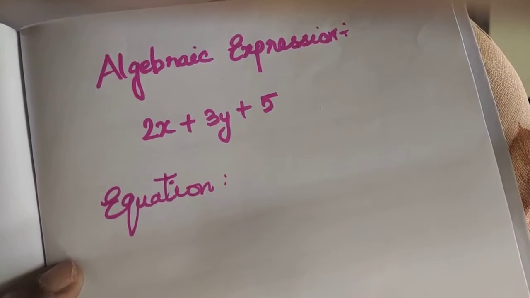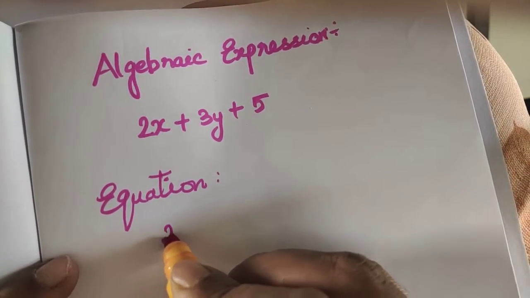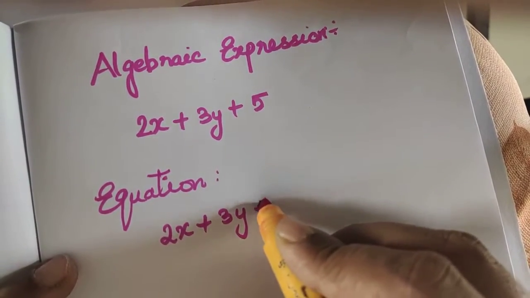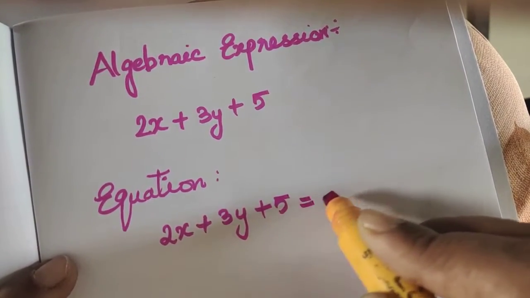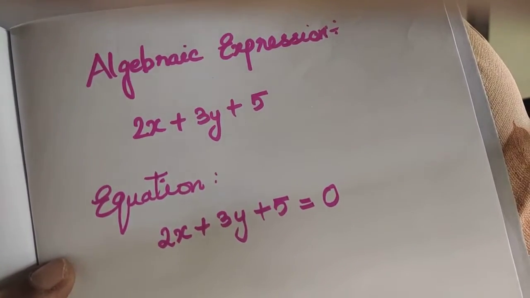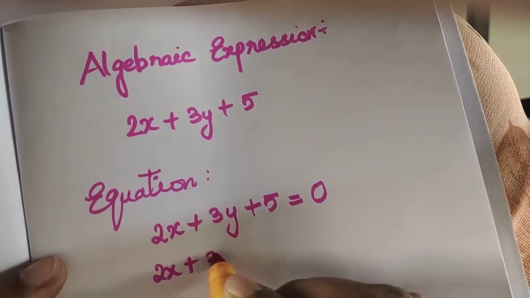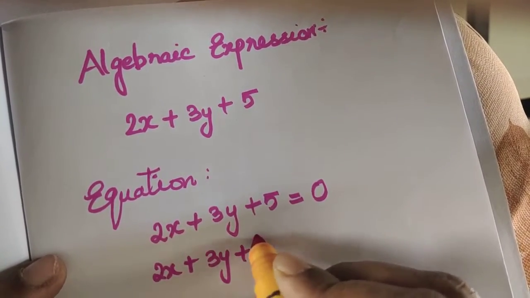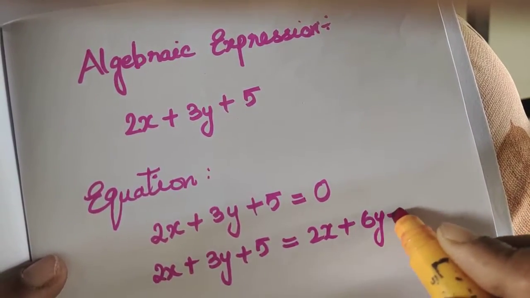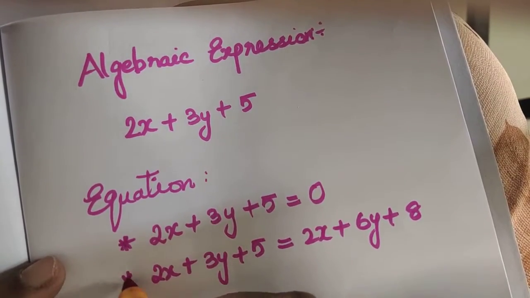If I am coming to an equation, what I will do is take the same expression. Let me take 2x plus 3y plus 5 and I will equate this to 0. Or I can equate this same expression to something else also. For example, 2x plus 3y plus 5 is equal to 2x plus 6y plus 8. So these are the equations.